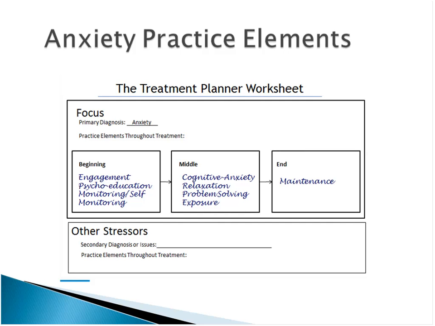And so the beginning, as Sherry said, she's working on engagement. She'll be providing some psychoed, teaching Allison and the mother about monitoring and self-monitoring. And then after a while, after the engagement is pretty good and we have a good relationship and Allison and her mother have information related to anxiety, we're really going to start looking at the cognitive anxiety and also relaxation, some problem solving, and exposure as the middle pieces.